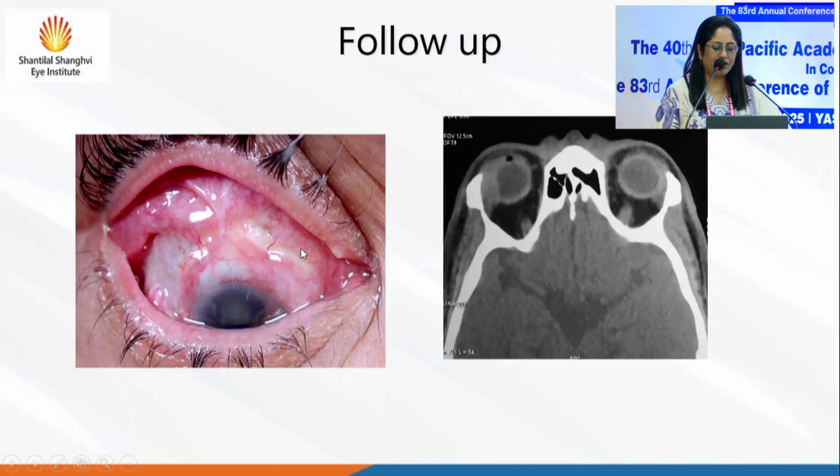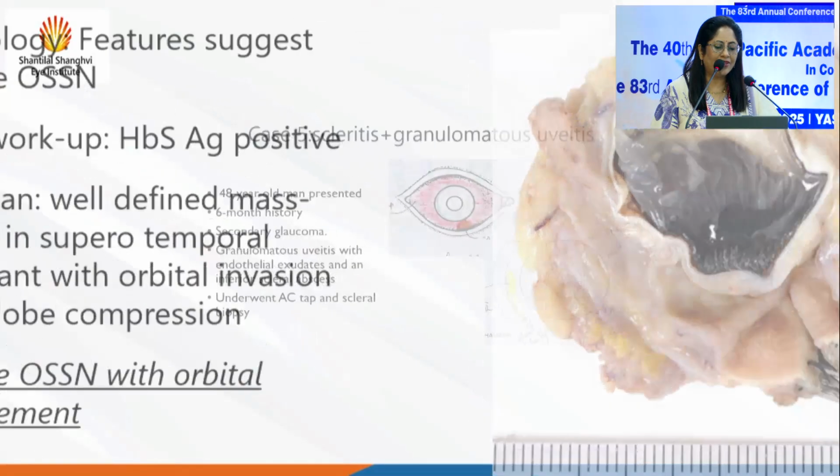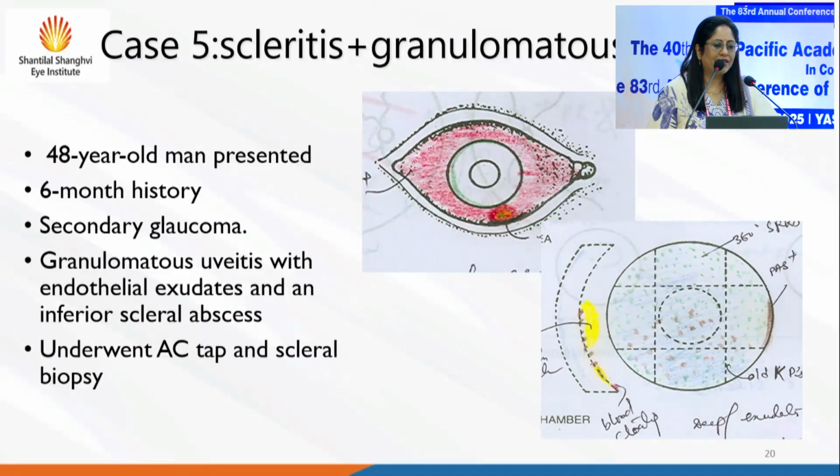Once again, our oncology colleagues were also seeing the case with us, and they diagnosed the patient to have a sort of nodular ulcerative variant of OSSN. In the CT scan, you can see that there is thickening involving the coat of the eye from that side, and therefore this patient also had to undergo exenteration. And you can see this beautiful specimen, well, beautiful for us, but not for the patient or anyone else, where the tumor had invaded into the coats of the eye as well, causing compression. So this was a diffuse OSSN with orbital invasion, and the patient had to undergo exenteration.